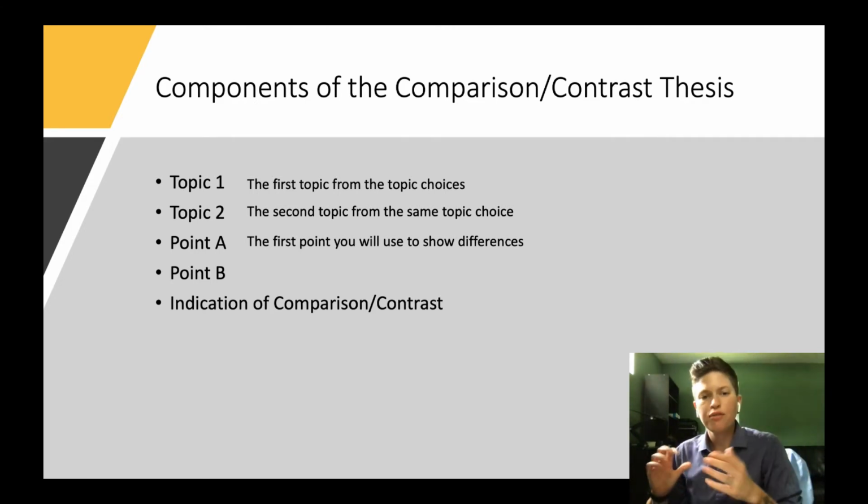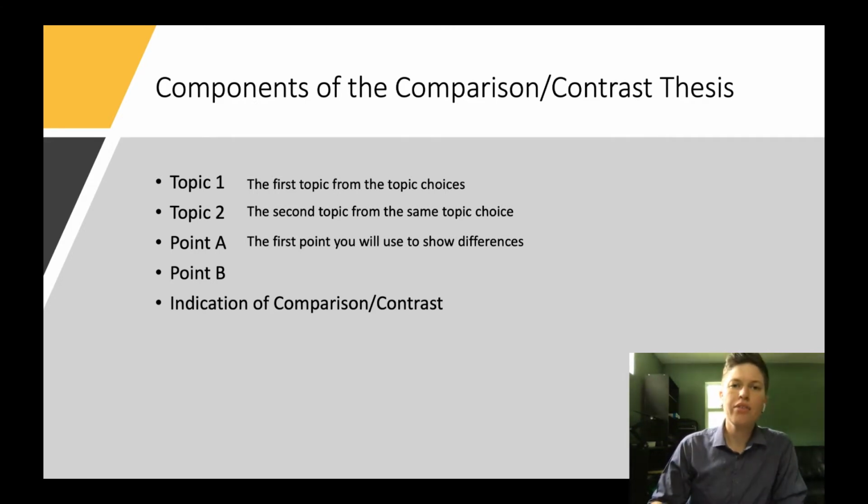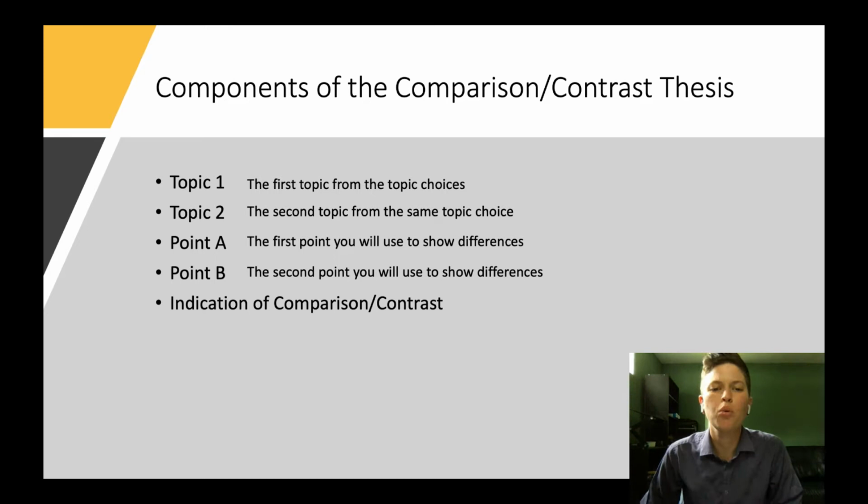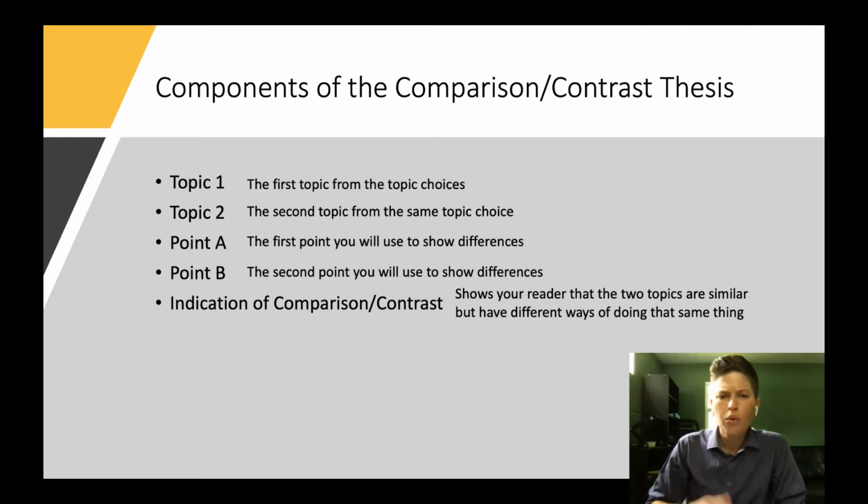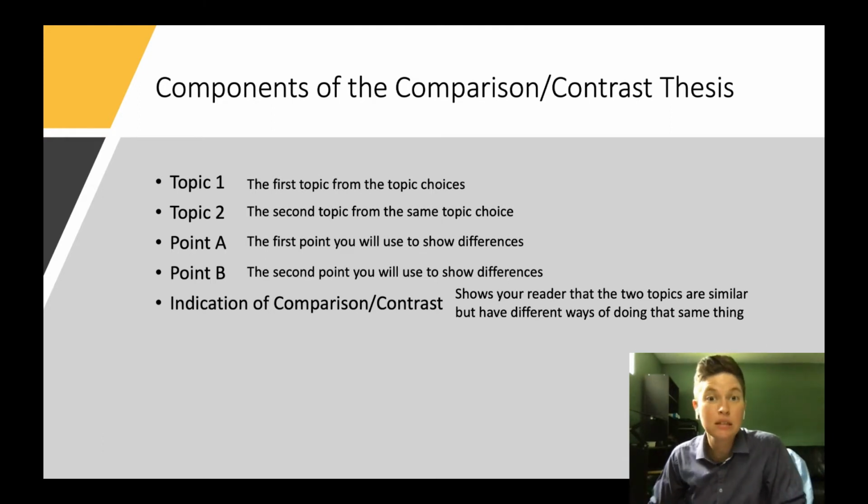So point A is that first point you'll use to show differences, and then point B will be that second point that you'll use to show differences. Okay, cool. Hopefully that makes sense. But now what is this indication of comparison contrast, right? That's a little different. Well, it just shows your reader that your two topics are similar, right? But that they have different ways of doing the same thing, representing the same thing, being the same thing, right? They just do it a little different.